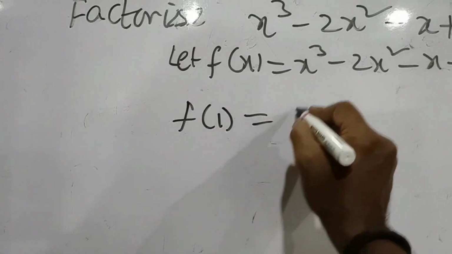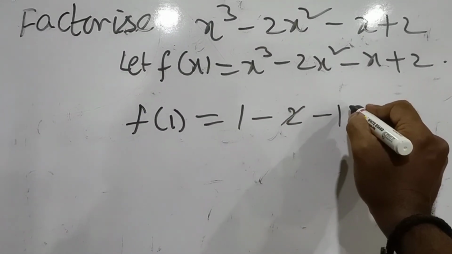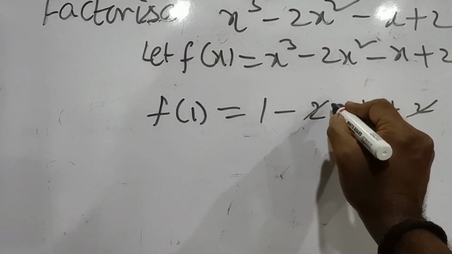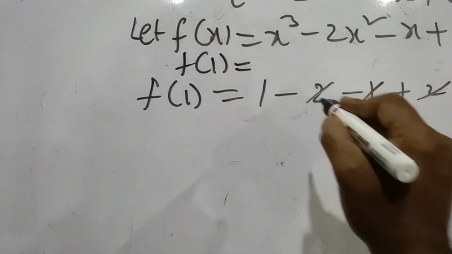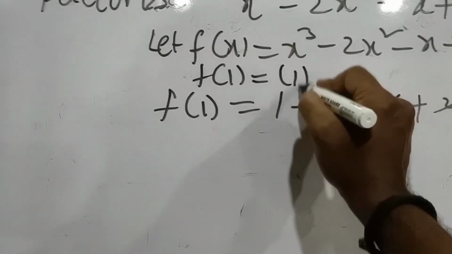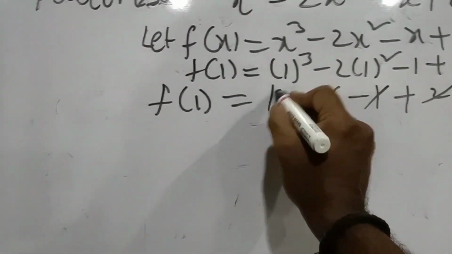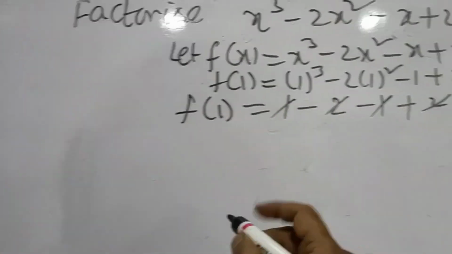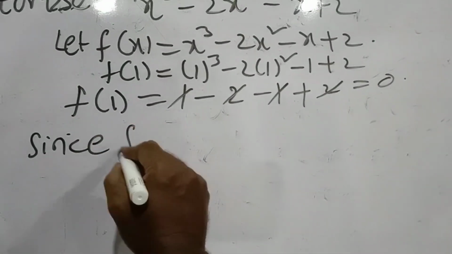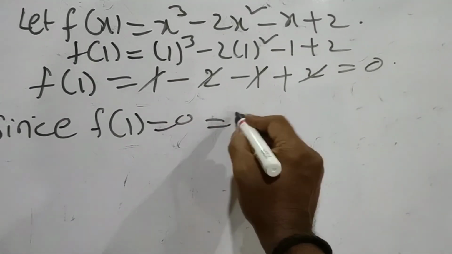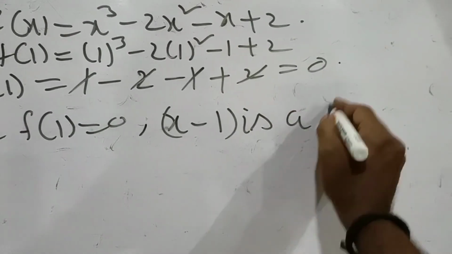Therefore, f of 1 is equal to, so here in the place of this given polynomial, wherever x is there, replace it with 1. F of 1 is equal to 1 cube minus 2 into 1 square minus 1 plus 2. So f of 1 is equal to 0. Therefore, x minus 1 is one of its factors. Since f of 1 is equal to 0, x minus 1 is one of its factors.